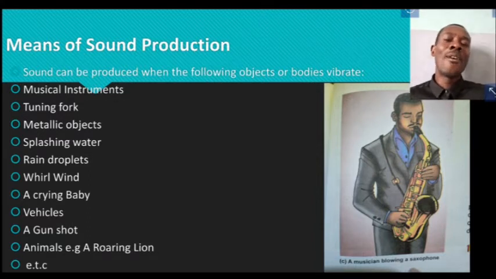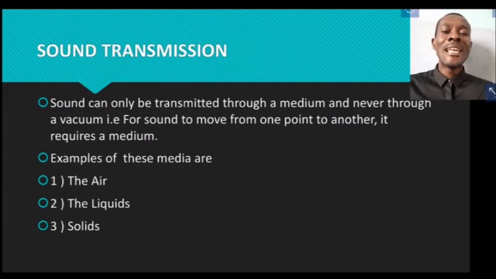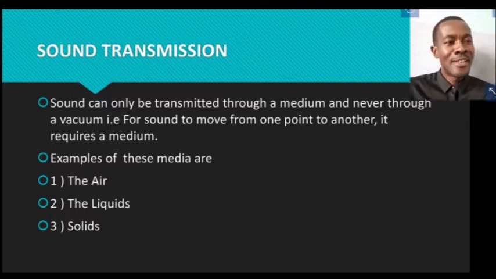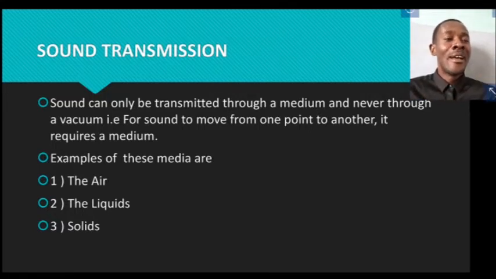Now, there are so many other things that can produce sound apart from the ones I mentioned. You can mention the rest on your own. You can mention 10 more or 20 more things that can produce sound. Now, the next thing we are going to look into is sound transmission. How is sound transmitted? How can it be moved from the point where it is produced to another point where it can reach or be received?